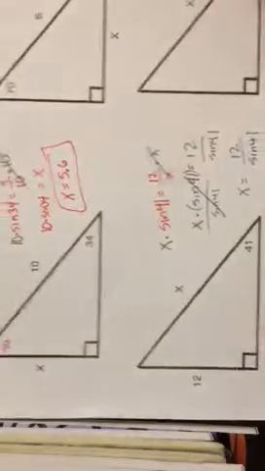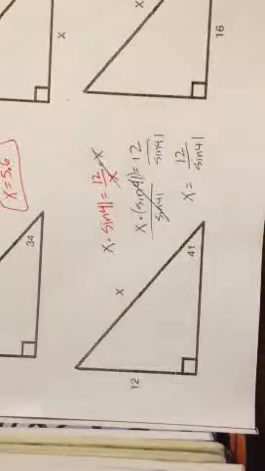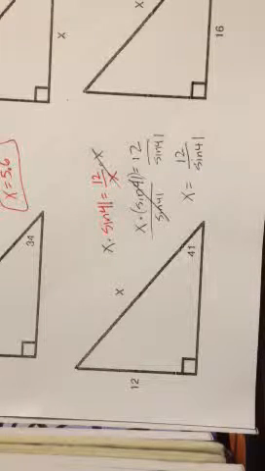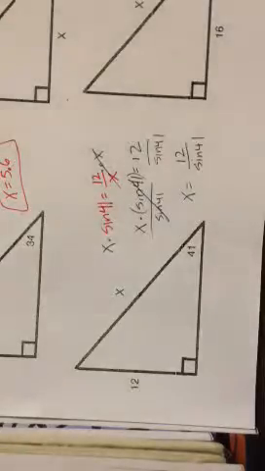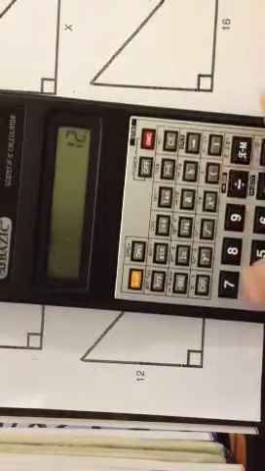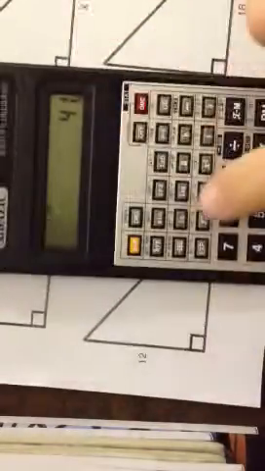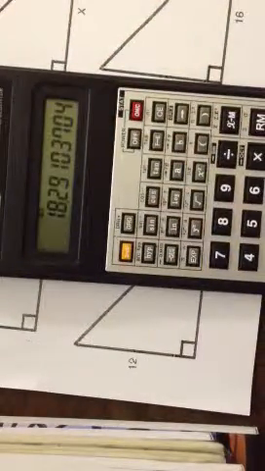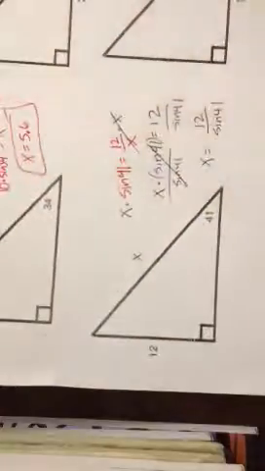And this is something that I guarantee looks confusing at first, but you're going to practice it so much that it's just going to become a habit. But then we need to do 12 divided by the sine of 41. We get 18.3.